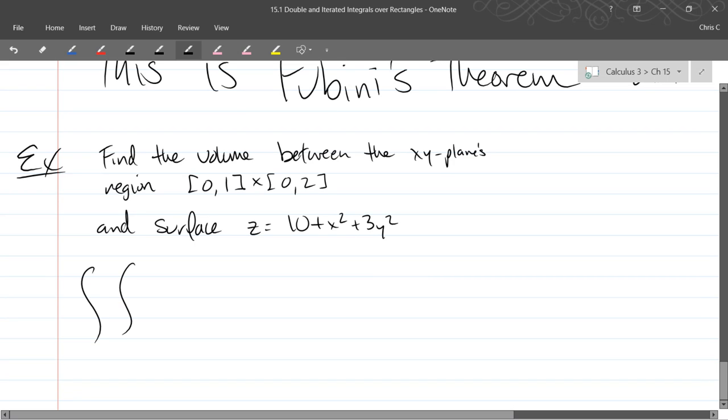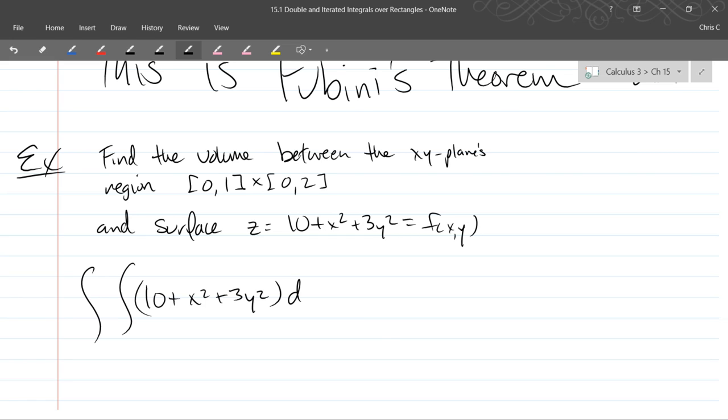So set it up. We have our f of x, y right here. And you get to choose, should this be dx dy, or dy dx? For rectangular regions, it generally doesn't matter. It will matter at some point, but for now, you can go either way.